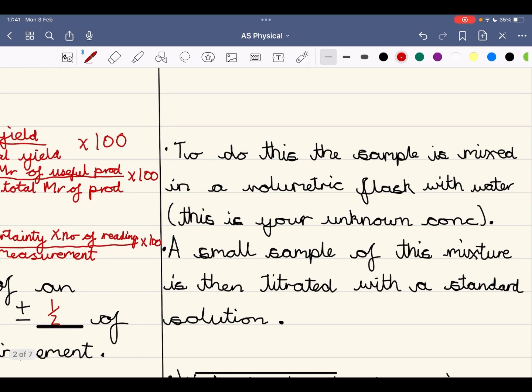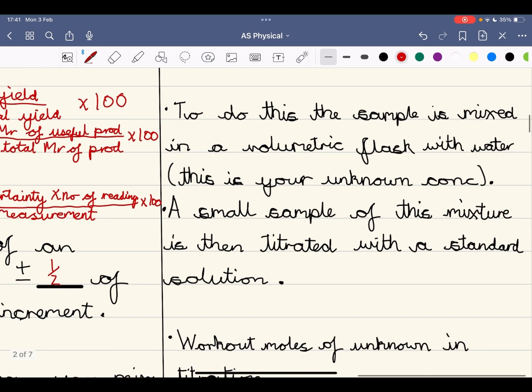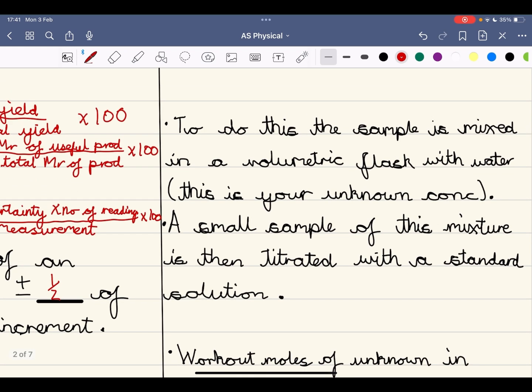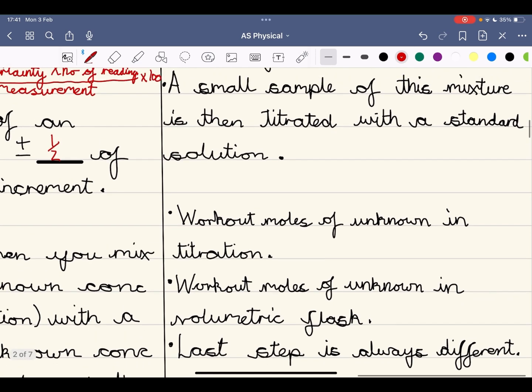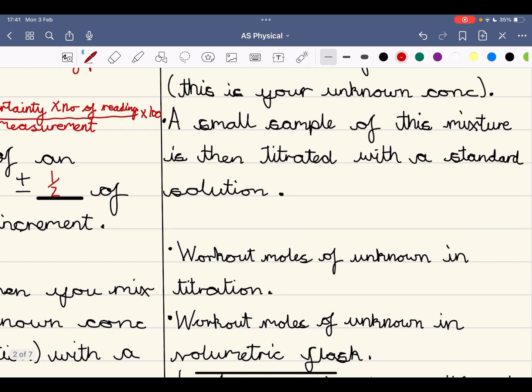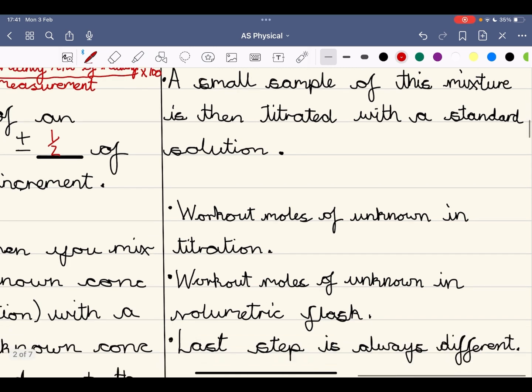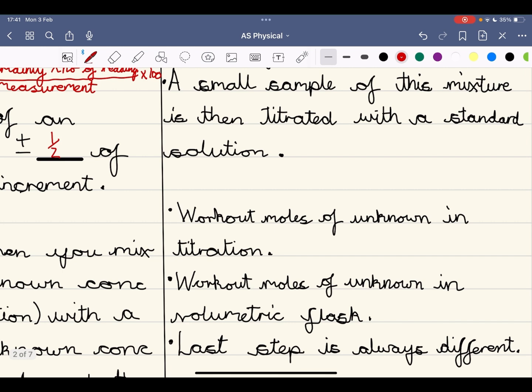So in order to answer the calculations involving a back titration, we need to work backwards from the practical. Firstly, we work out the moles of the unknown concentration in the titration. Then we work out the moles of the unknown in the volumetric flask. So that big flask, how many moles of your sample were in that? And then the last step is always kind of different. It might be to work out the percentage purity, percentage by mass. It might be to work out some value of X. Okay, it might be to work out the MR. So it's always different. Okay.